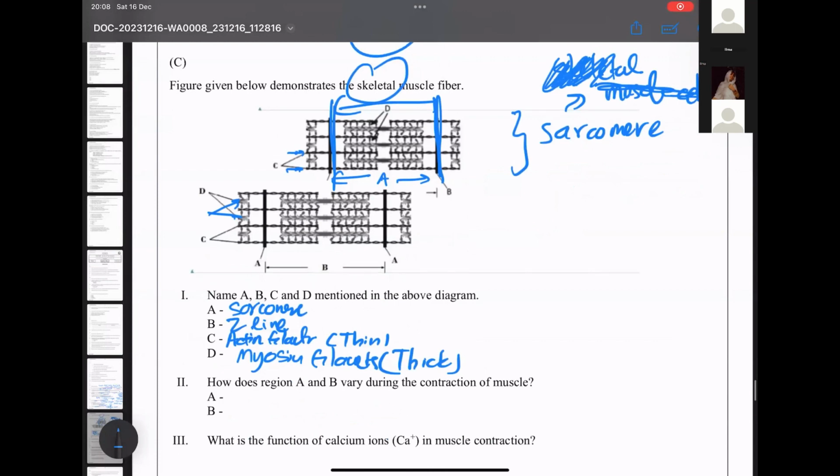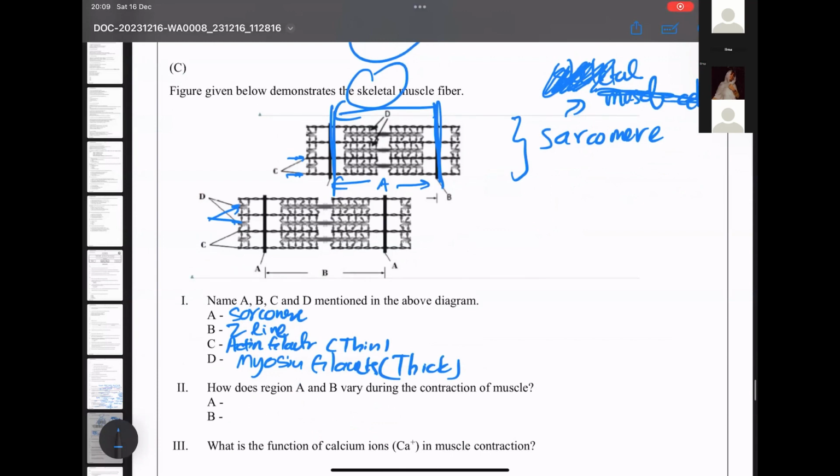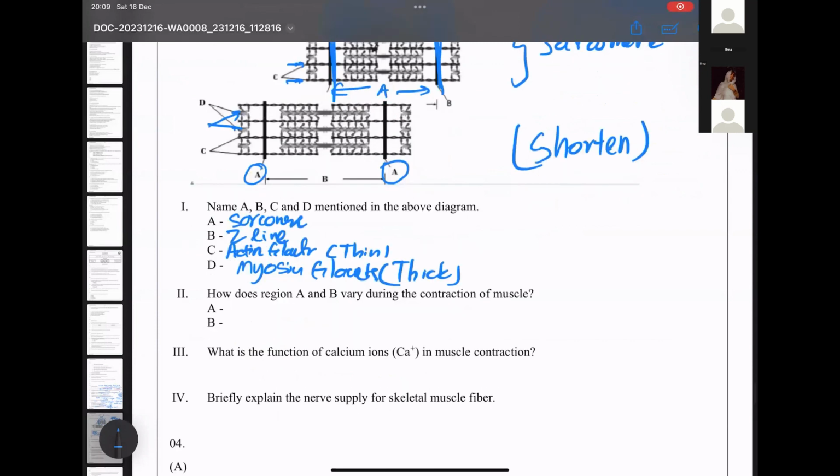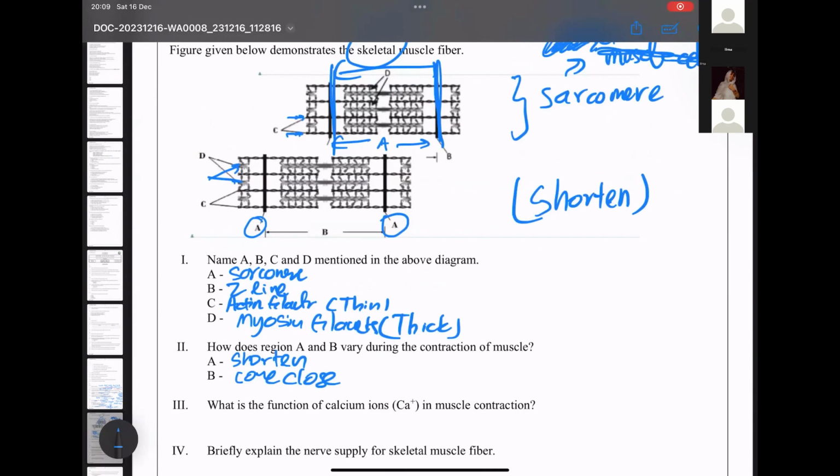And then the next thing is, how does region A and B vary during contraction of a muscle? Contraction means the muscle should shorten. That's the definition of contraction. So what is A? This length. A will shorten, so B will come close to each other. That means basically the Z lines are coming close to each other. That only we are expecting you to know.